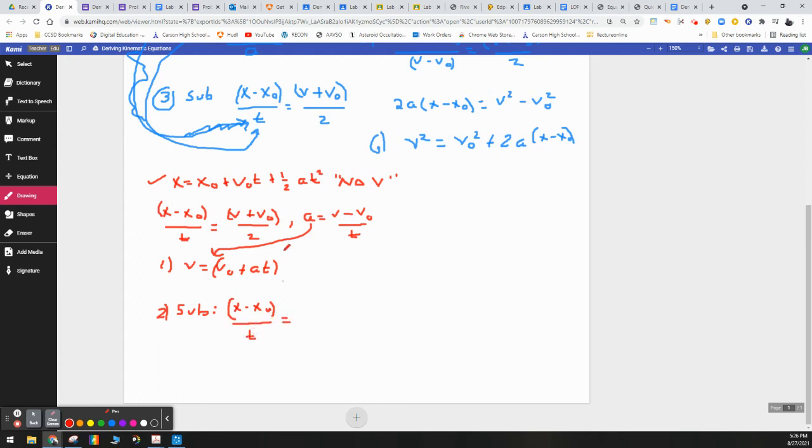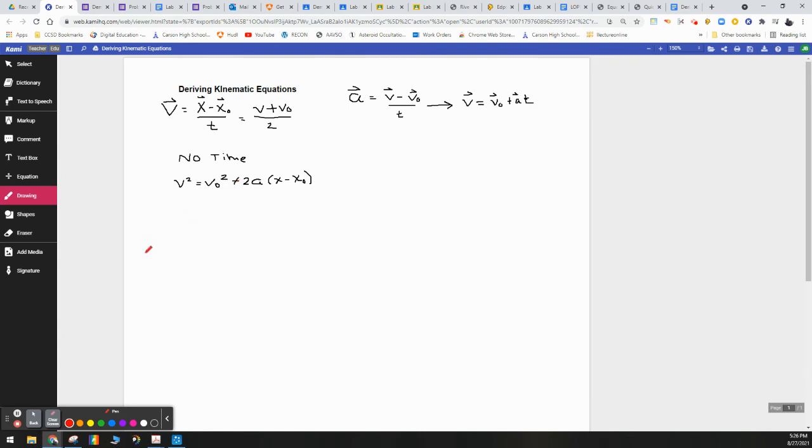So if I do that, I'm going to have X minus X0 divided by T, and that's going to equal, so I'm going to make a substitution for the V here. Let's be very careful. Let me get a clear. Okay, let's do this again. Here we have X minus X0 divided by T, and that's going to equal V plus V0.